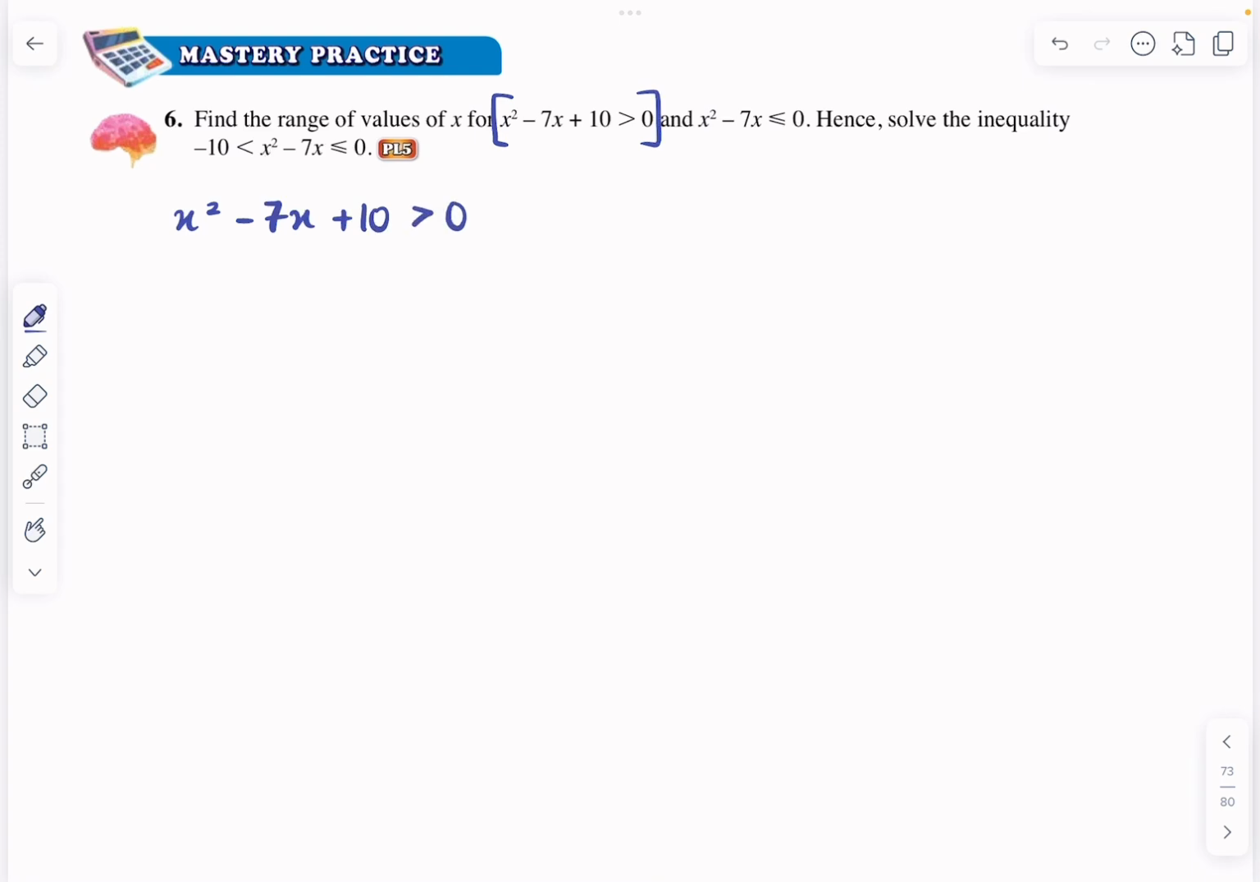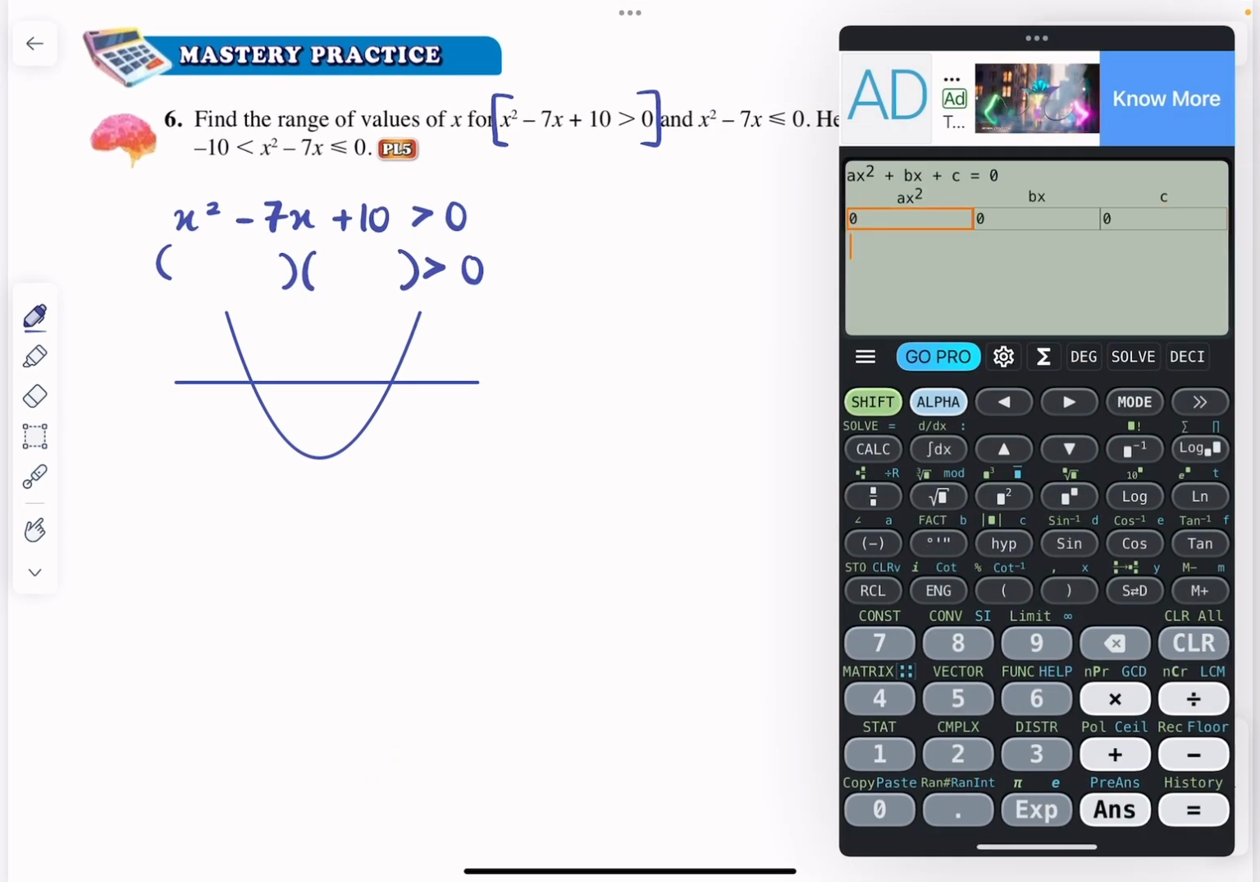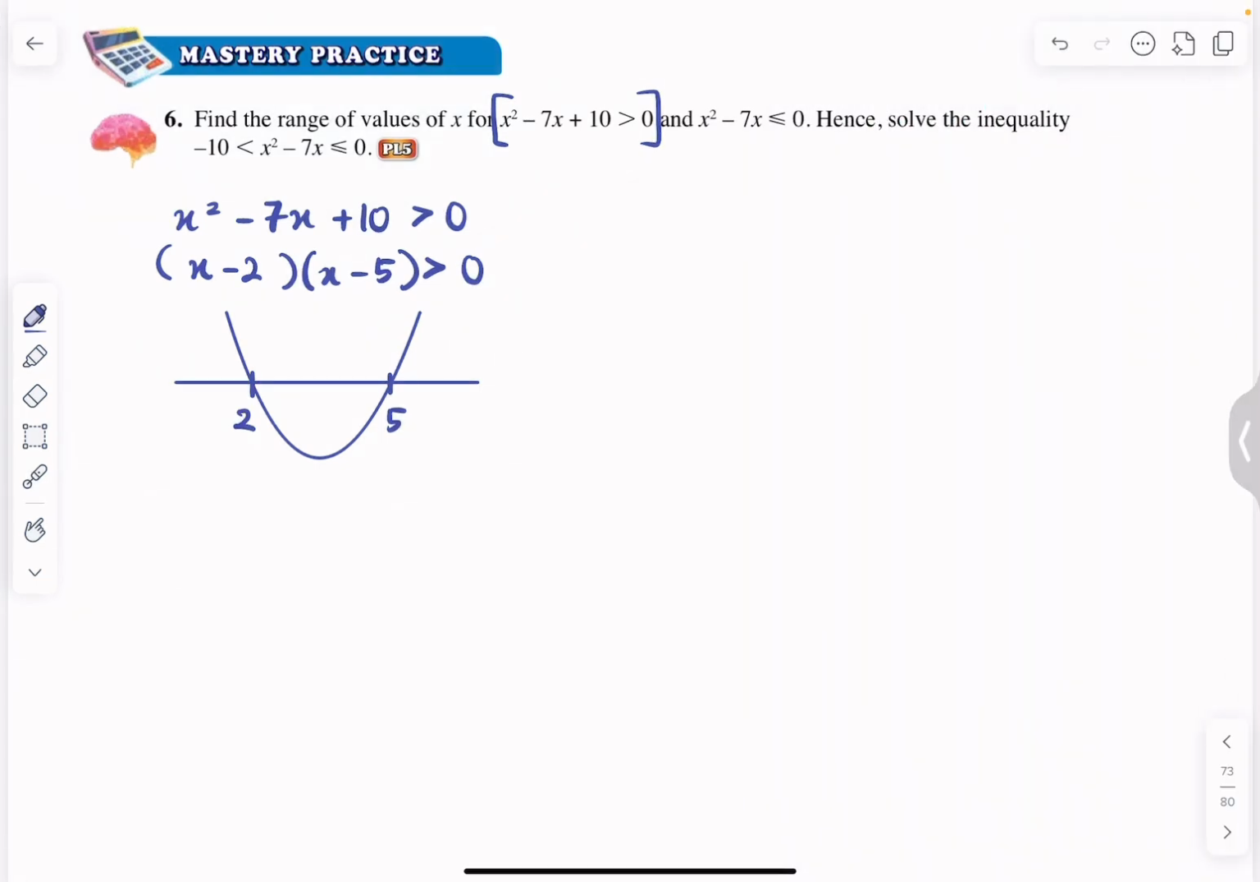Whenever you have a quadratic inequality, you have to draw this and this. It must be a smiley face. Always like this, whenever you want to solve a quadratic inequality. Then you can factorize this using your calculator. So a is 1, b is negative 7, c is 10. So x is 2 and 5. Putting it into brackets would be x minus 2, x minus 5. So this is more than 0.